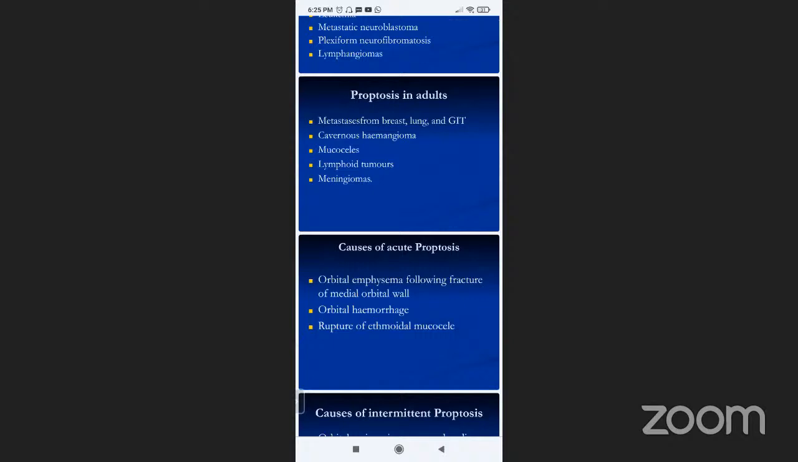Then usually proptosis is a gradually progressing one, whereas in some cases there can be an acute occurrence of proptosis. So what are the causes for acutely presenting proptosis? One is orbital emphysema following fracture of the paranasal sinus, following road traffic accident or any other injury. Then orbital hemorrhage can present as an acute proptosis, or spontaneous rupture of an ethmoidal mucocele can also present as acute proptosis.